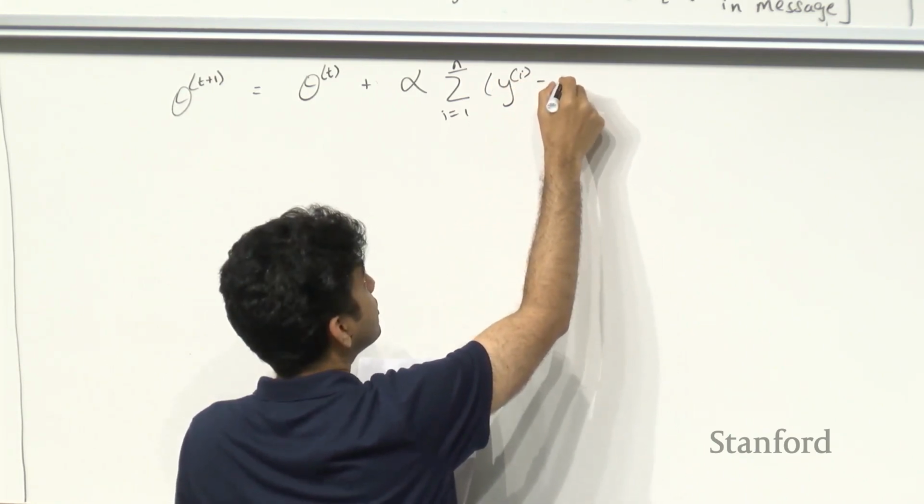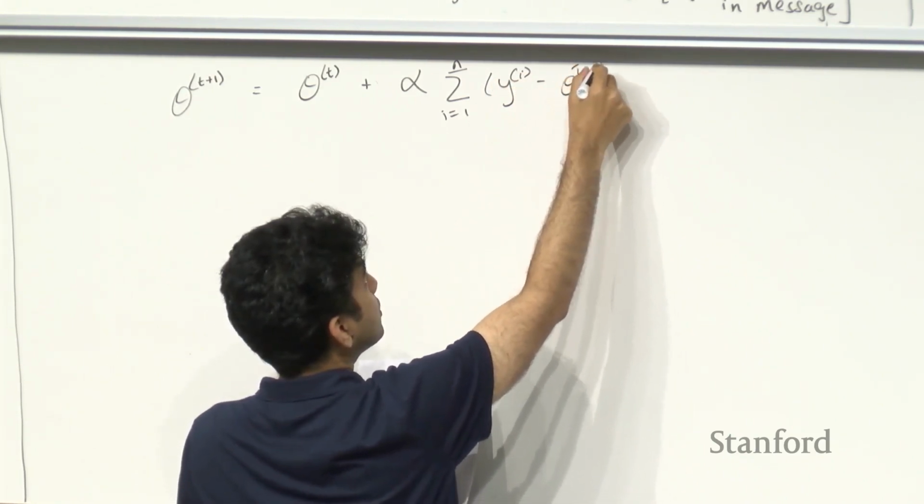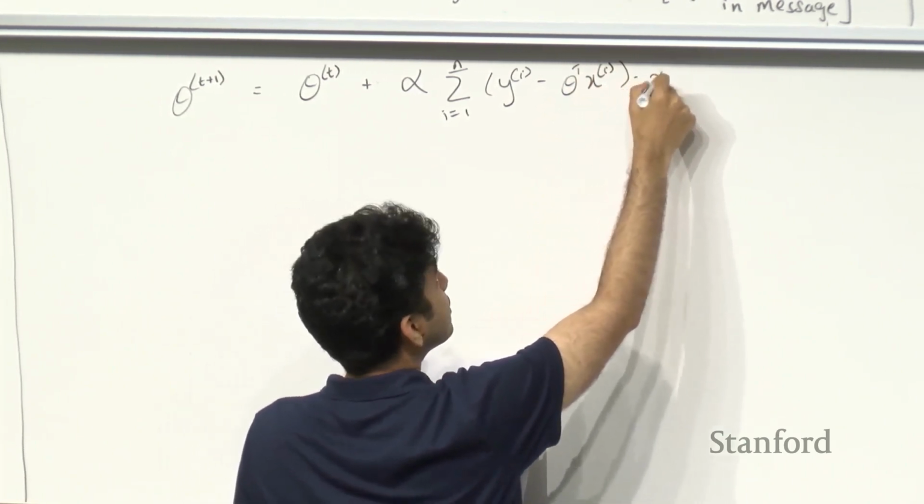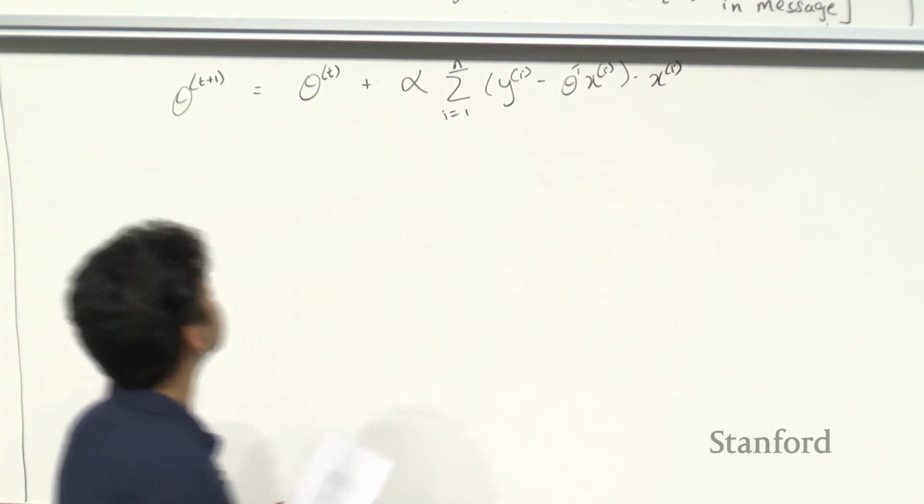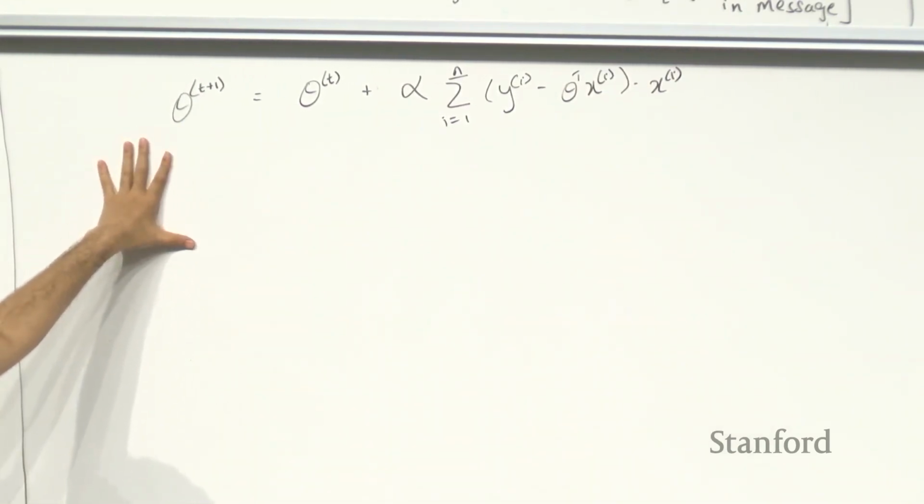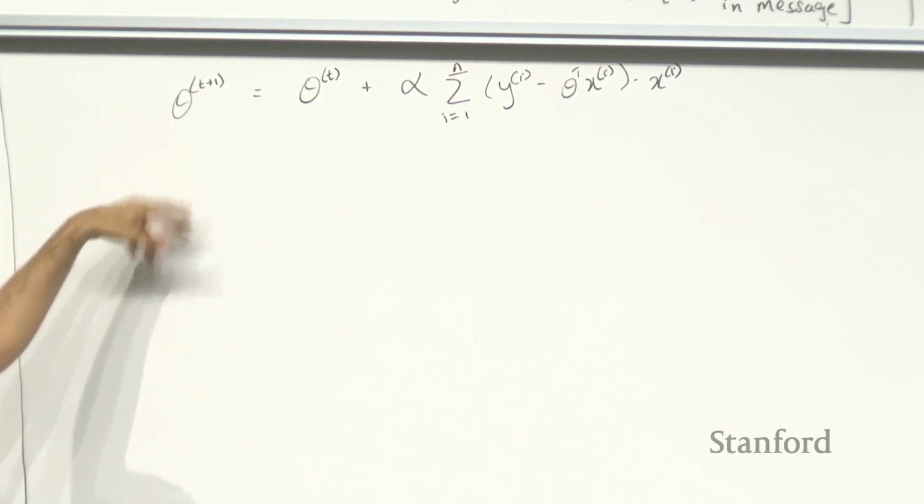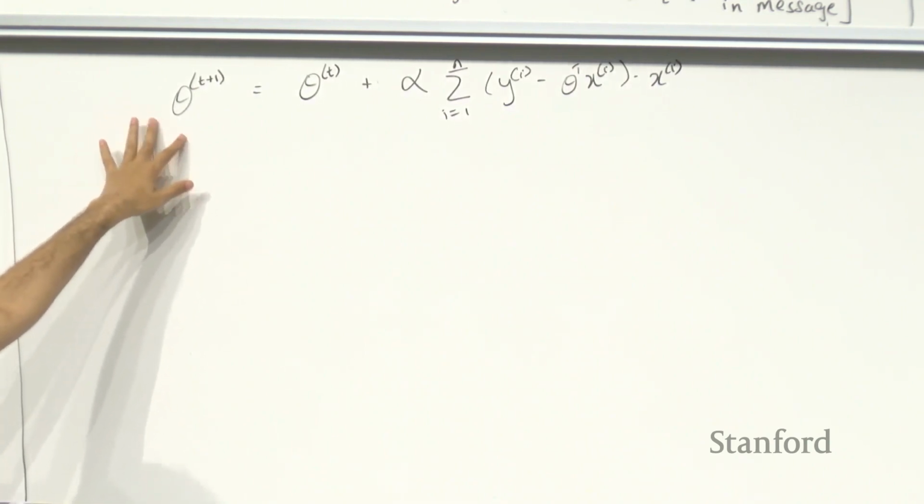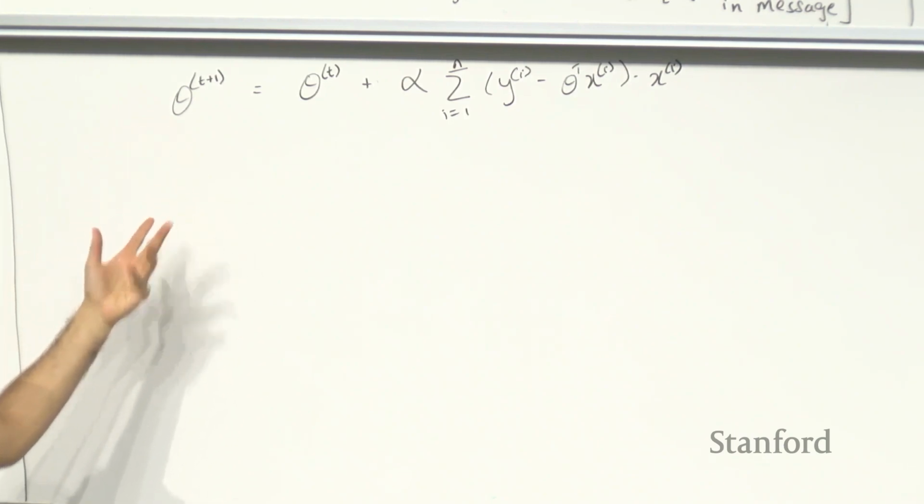In linear regression, this was theta transpose xi times xi. Right? This was the update rule for linear regression using gradient descent, and we run this over and over until the model converges, which means our theta vector stops changing a lot.